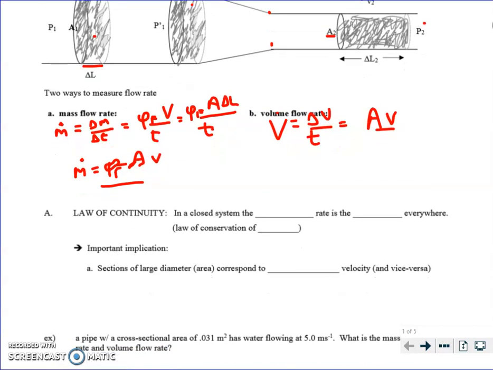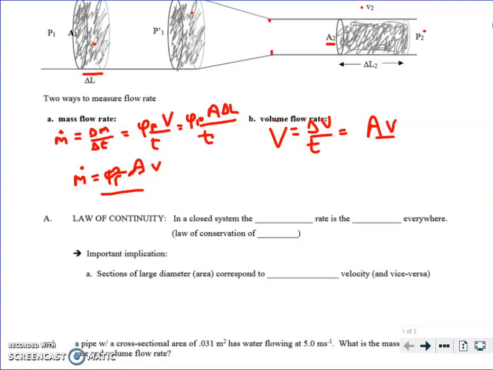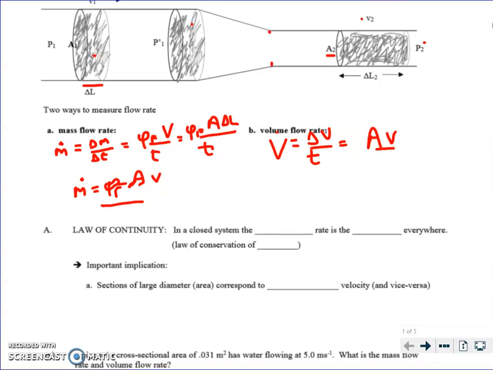So this leads to the first important principle of moving fluids, and that's the law of continuity. It's one of the few laws in this chapter that's not named after somebody, because we have Pascal, we have Archimedes, and we're going to learn Bernoulli. It would be nice to attach a name to this, but oh well. It's a very simple law. In a closed system, that means fluids aren't entering or leaving our system, the flow rate, whether it's volume or mass, is the same everywhere. And that is nothing more than the law of conservation of mass.